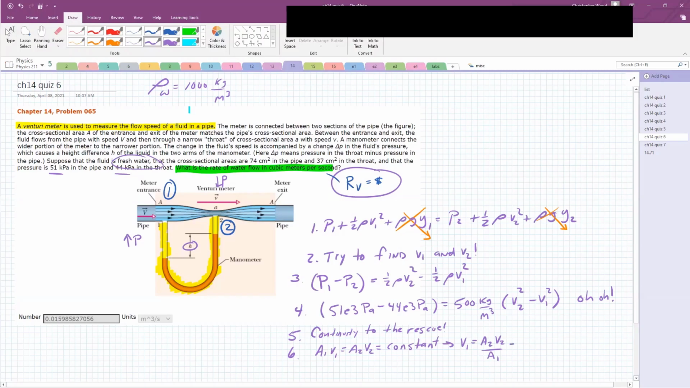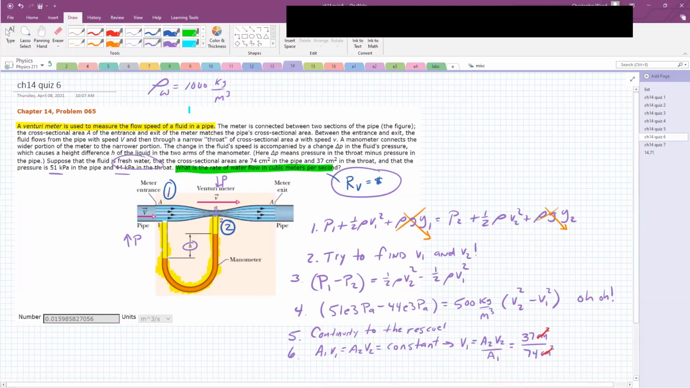Let's get a number on that. I'm going to do A2 over A1. A2 is the small, teeny tiny area. So this is going to equal 37 square centimeters, which is the area of A2, right here, the throat. That's the throat cross-sectional area, and that's given to me. The wide portion of the pipe has cross-sectional area 74 square centimeters. And you can see right away, I don't have to convert, because I can cancel these out.